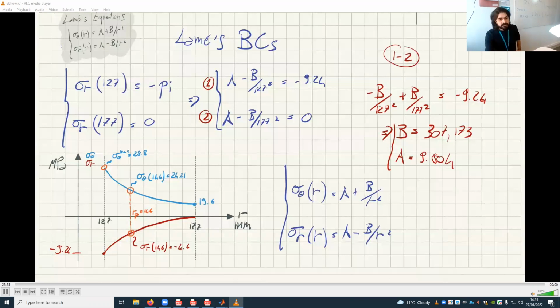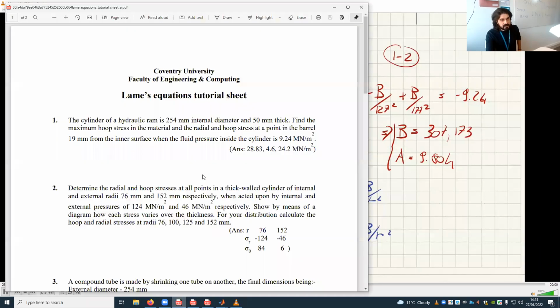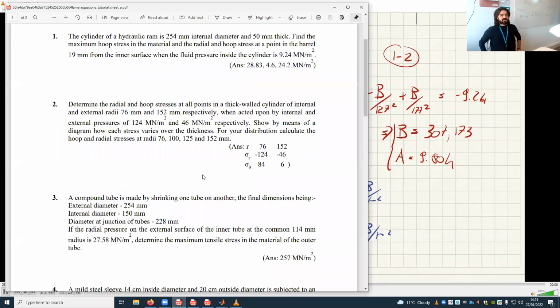So let's do question number 2. Again, very briefly. We want to determine the radial and hoop stresses at all points. Now, in this case, when I ask for the radial and hoop stresses at all points, I mean draw the distribution. In a thick-walled cylinder of internal and external radii, these ones and this one, when acted on by internal and external pressures of 124 megapascal internally and 46 megapascal externally.